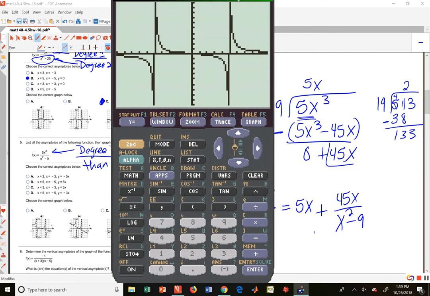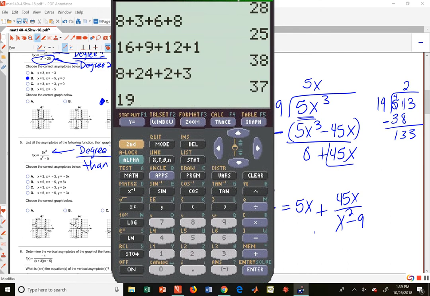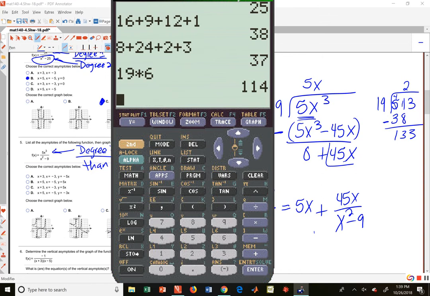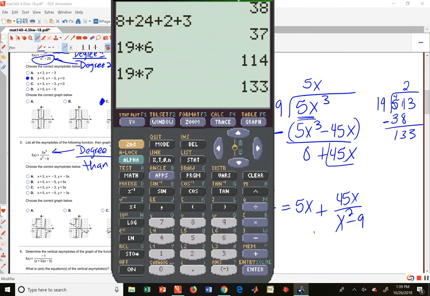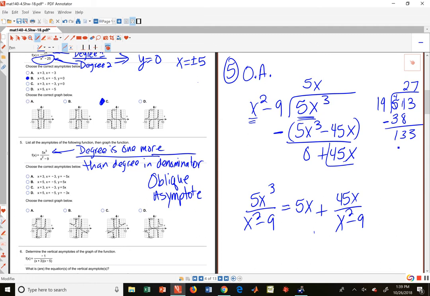If you take 19, how many times does it go into 133? Well, it's a 6 or 7. See, 19 times 7 is exactly 133. So 7, and that's 133. This had a remainder of 0. Now, our remainder, so x squared does not go into 45x, so that lets you know that you need to stop. And so our oblique asymptote in this case is y equals 5x. 5x is our oblique asymptote.